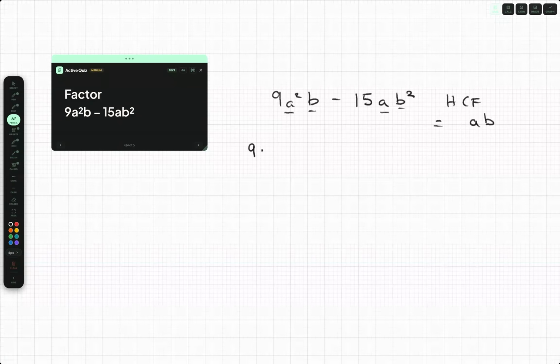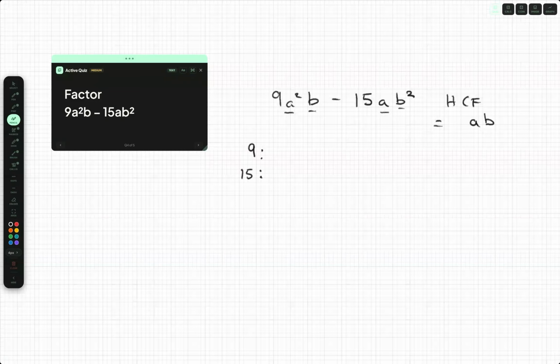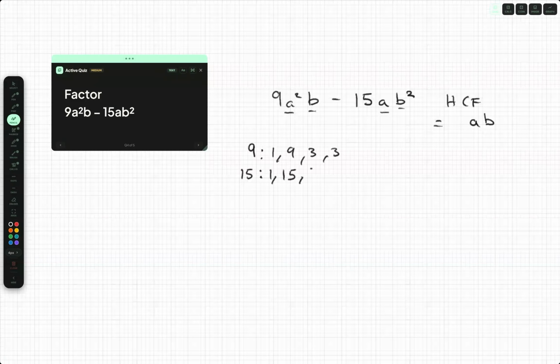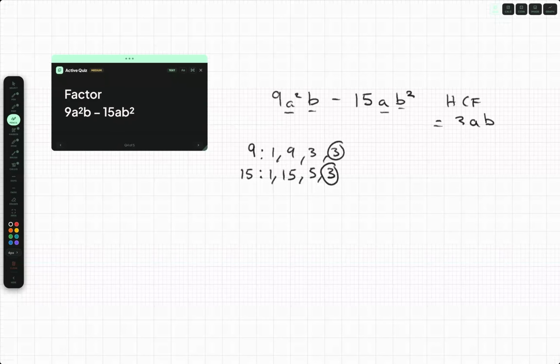Now let's look at our numerical highest common factor. Okay, so what are the common factors between 9 and 15? Well, first let's do 1 times 9 and 3 times 3. And then 15, we have 1 times 15, and we have 5 times 3. And our highest common factor between the two of them is going to be 3. That means 3ab is going to be our highest common factor. So let's do that. Now let's change this whole expression to a factored expression.